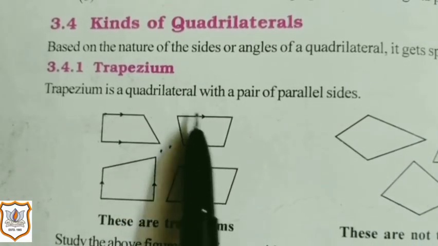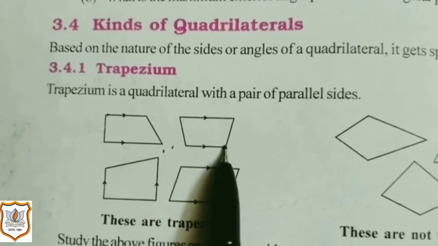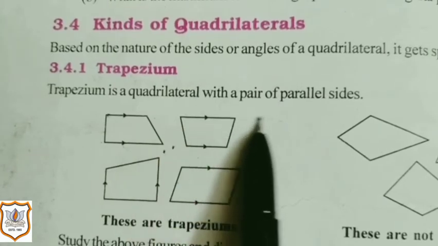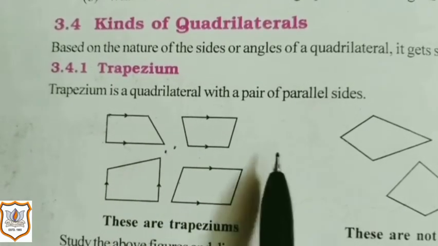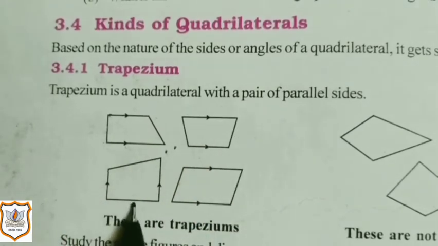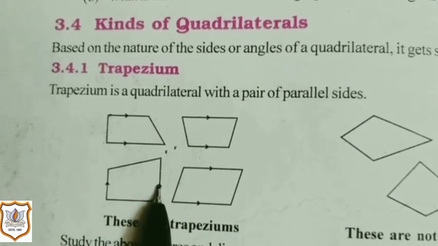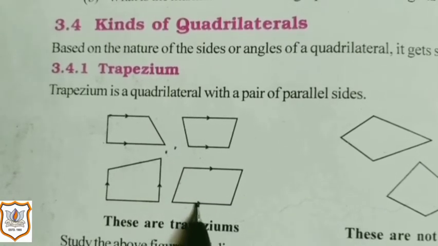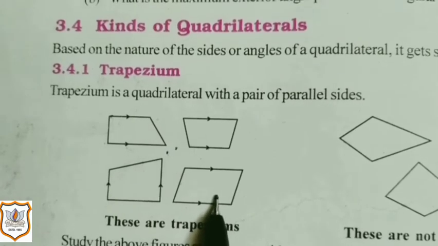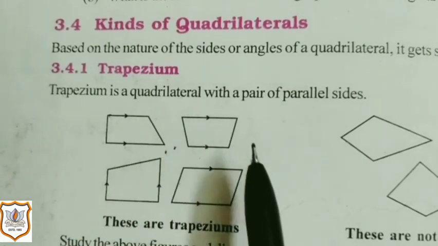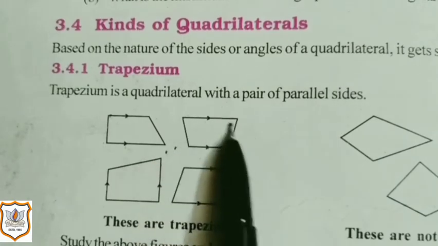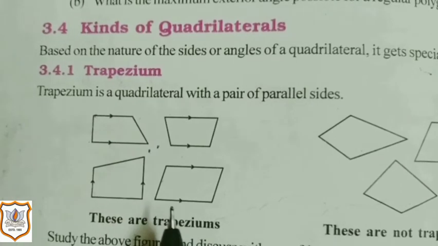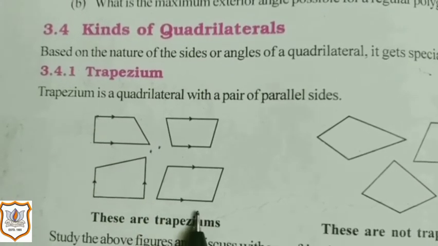Look at the second figure. This line and this line are parallel lines because if we extend them, they do not meet. Same, this line and this line are parallel. And in this figure, this line and this line are parallel. So students, trapezium is a quadrilateral with a pair of parallel sides. So these are trapeziums because these figures have one pair of parallel sides.